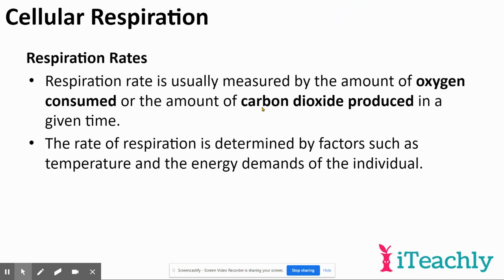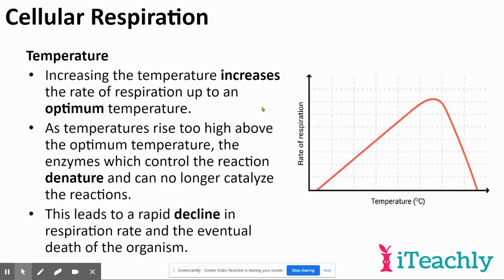Okay, so respiration rate is usually measured by the amount of oxygen consumed or the amount of carbon dioxide produced in a given time. And in this one HHM video, they actually measure this. The rate of respiration is determined by factors such as temperature and energy demands of the individual. Increasing the temperature increases the rate of respiration up to an optimum temperature. As temperatures rise too high above the optimum, the enzymes controlling the reaction denature and can no longer catalyze it.